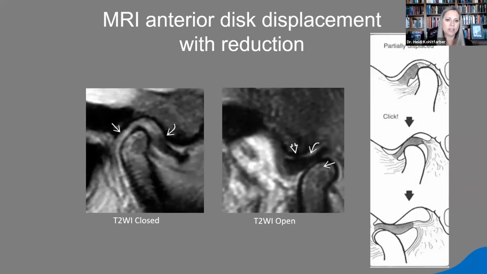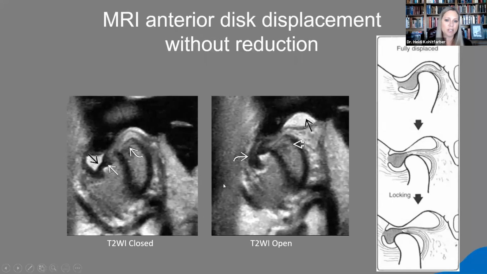And this is an anteriorly displaced disc with reduction. When we're looking at it, we can see that the disc is anterior to the condylar head, but when we open, it has recaptured the disc. This is when you hear the click. So if your patient is clicking, what are they doing? They're popping on and off the disc.